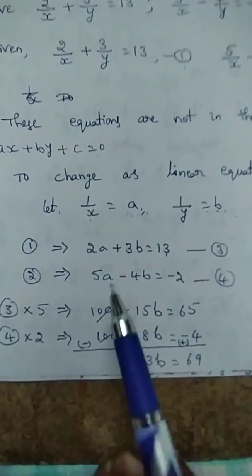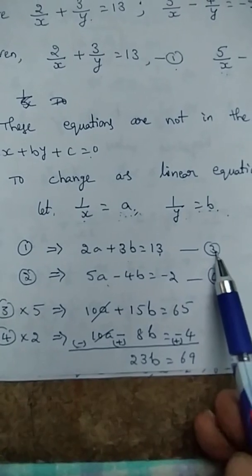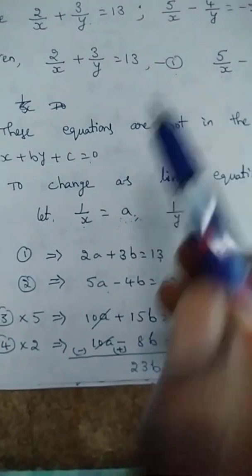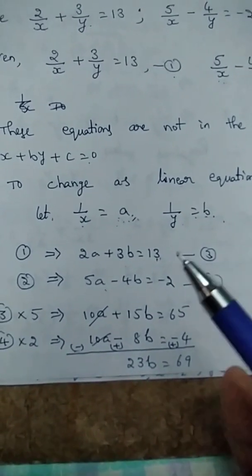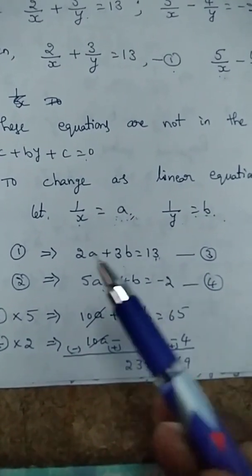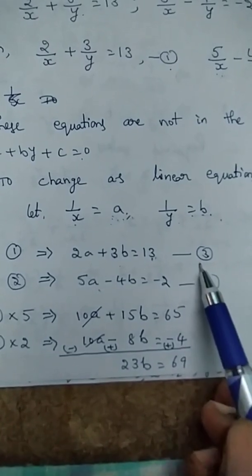Now the equation 2a plus 3b is equal to 13 is changed as a third equation. From the first equation we can prepare one more equation in the form of a linear equation with variables a and b here. So it is a third equation. It's a new equation for us.